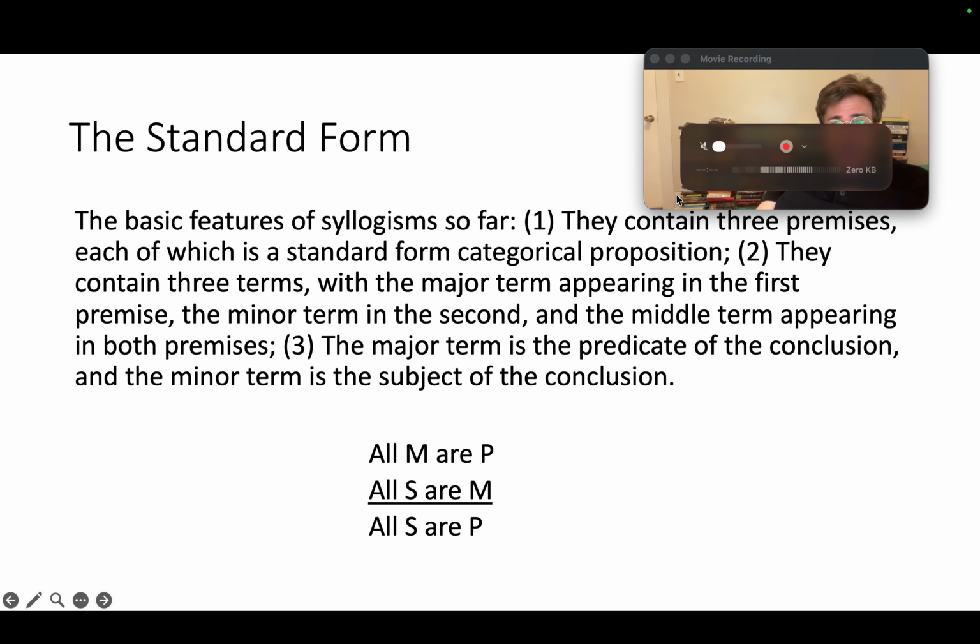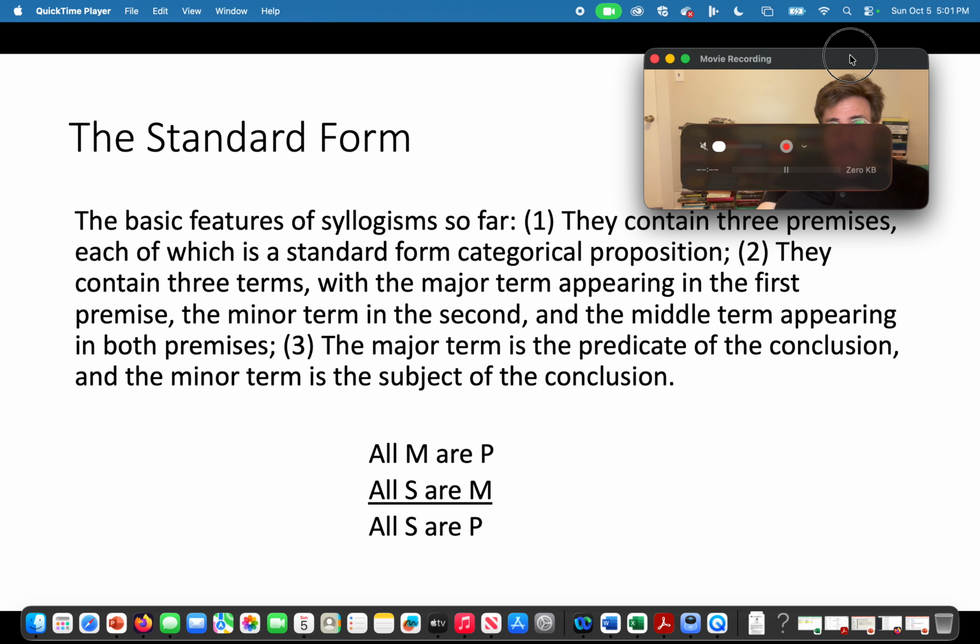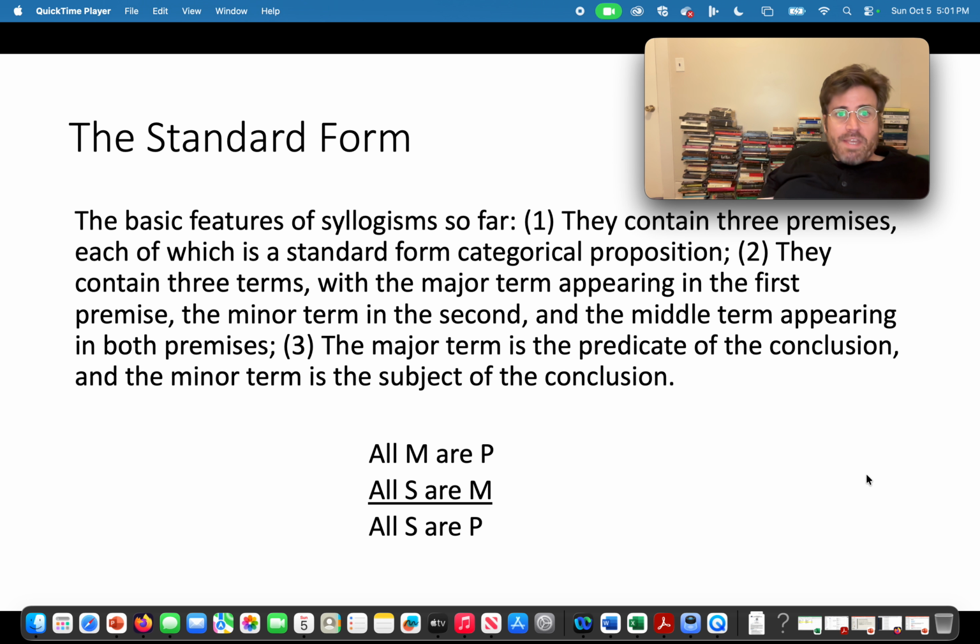Okay, so I'm going to talk a little bit here about what is known as the standard form. Okay, the basic features of syllogisms as we have unpacked them so far are: one, they contain three premises, each of which occurs in standard categorical form. Two, they have three terms, with the major term appearing in the first premise, the minor term in the second, and the middle term appearing in both premises. Three, the major term is the predicate of the conclusion, and the minor term is the subject of the conclusion. Okay, that's not new information. I'm just compressing everything here so you have it consolidated.